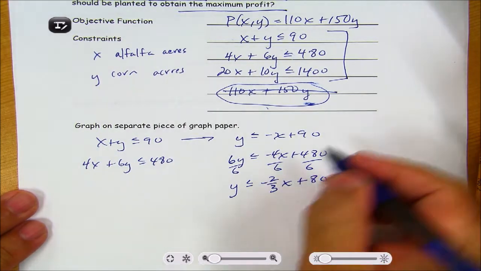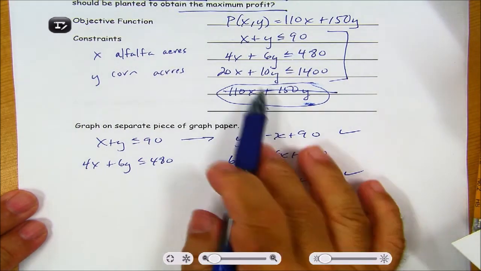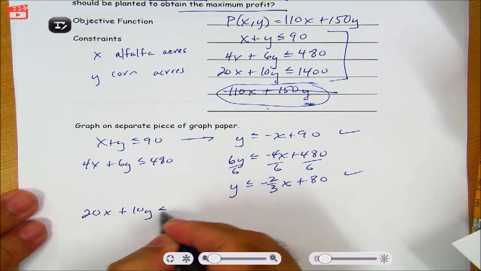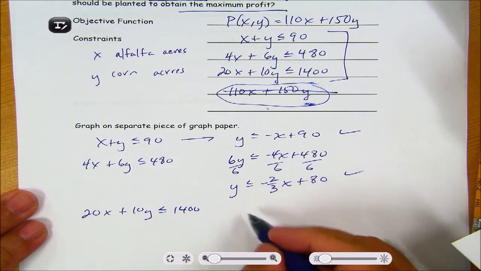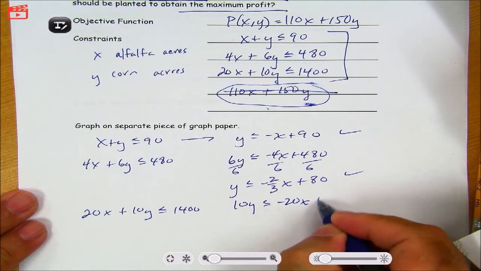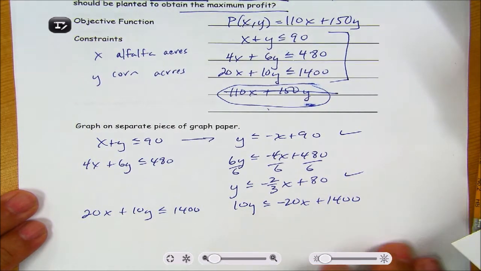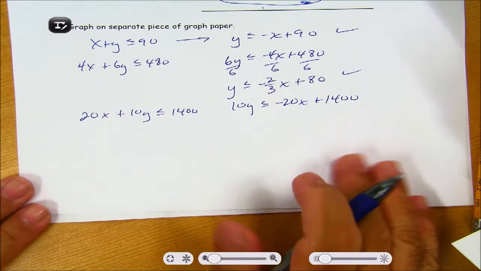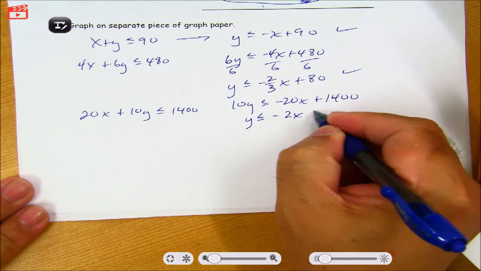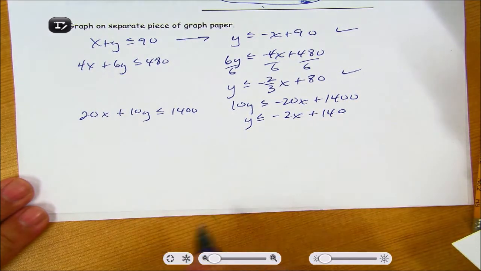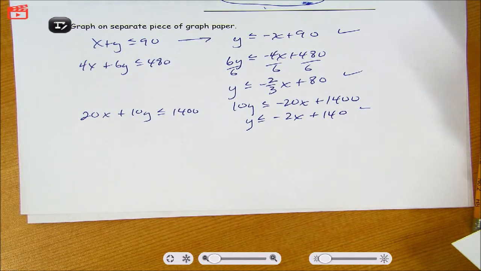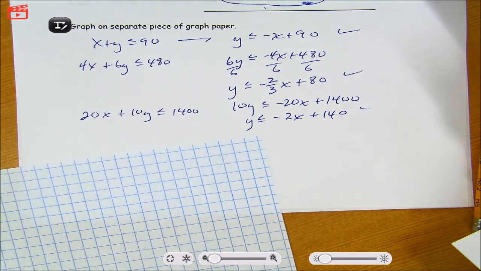Alright, so we got 1, 2, and the last one. 20x plus 10y is less than or equal to 1,400. So that's going to be 10y is less than or equal to negative 20x plus 1,400. Alright, let's divide by 10. So that's negative 2x plus 140. There's our third equation. Third inequality. Alright, now let's graph these things.